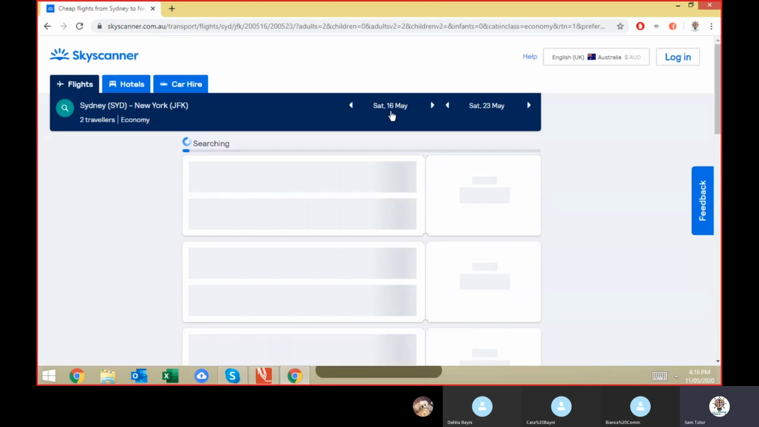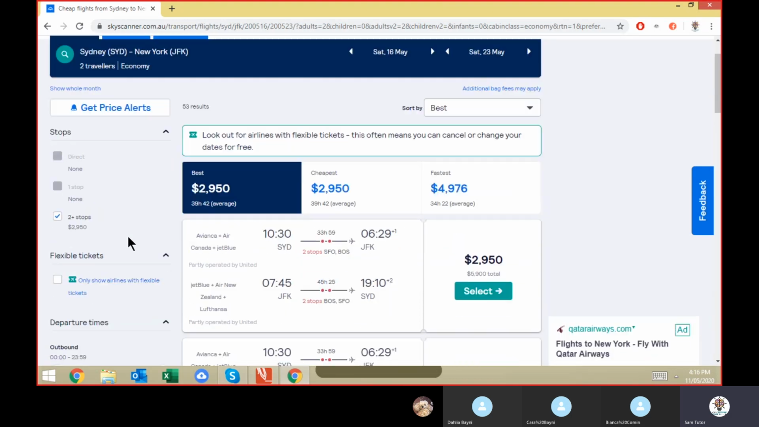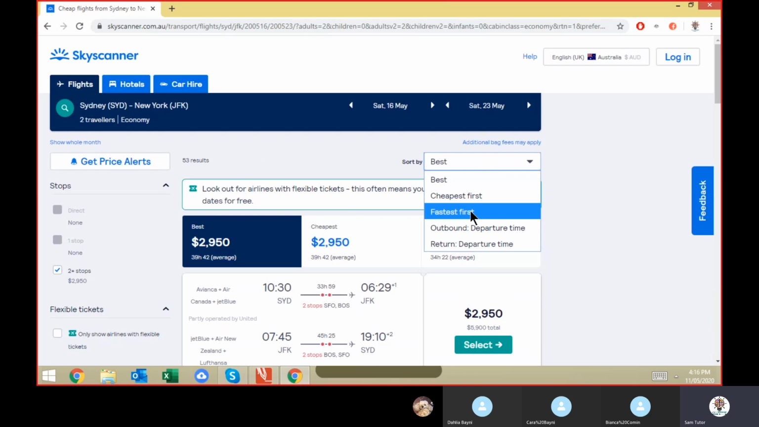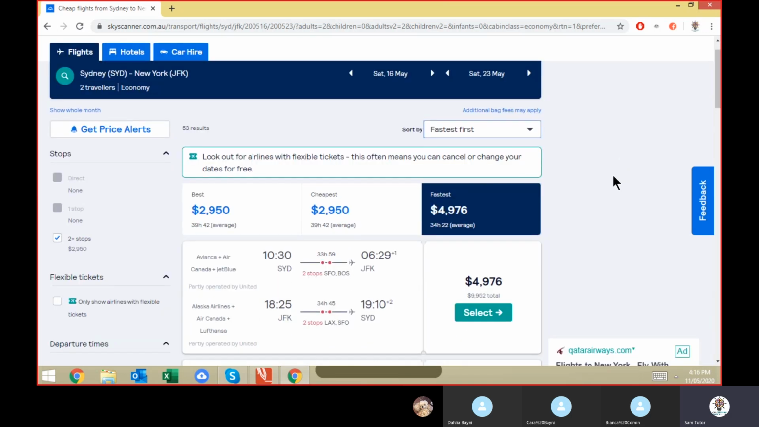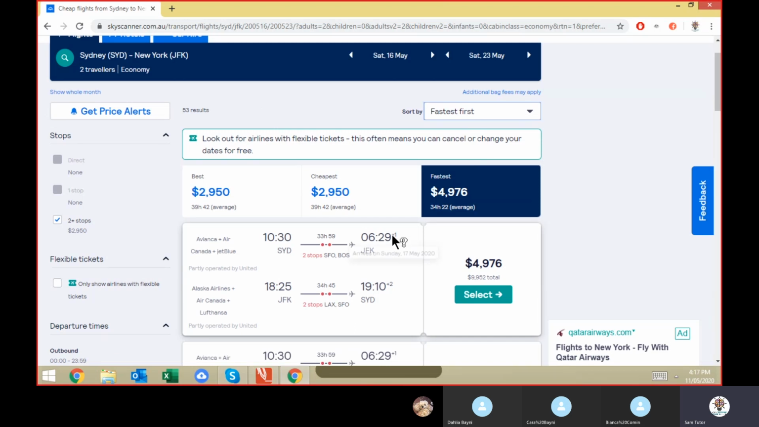So if we leave Saturday the 16th of May, and we would like to get back Saturday the 23rd of May, we're going to sort it by fastest first. So the fastest is this. You can see here it says +1. That means you're going to arrive one day after you leave. +2 means you're going to arrive 2 days after.